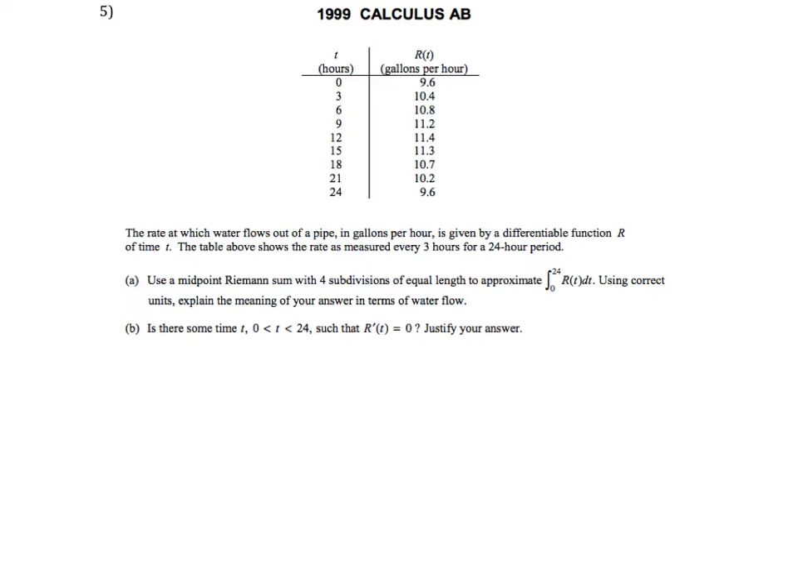So it says, the rate at which water flows out of a pipe, again, notice rate, and when you're reading this, you should be thinking of keywords, right? Rate is a keyword here. The rate at which water flows out of a pipe in gallons per hour is given by a differentiable function. If it's differentiable, we also know it's continuous. Function r of time t. The table above shows the rate as measured every 3 hours for a 24-hour period.